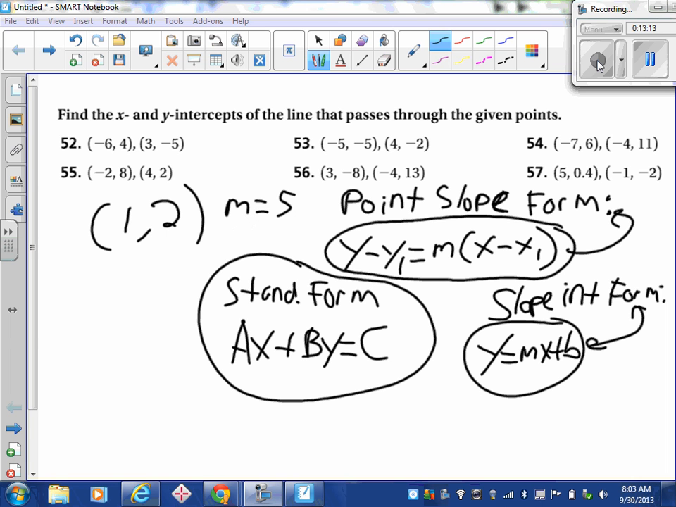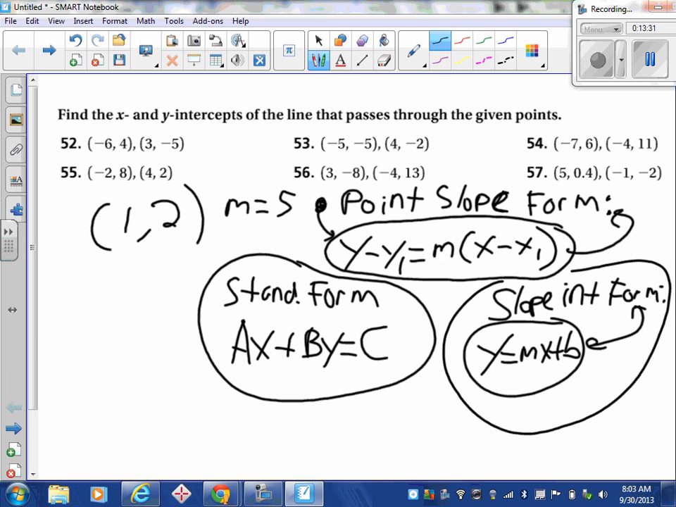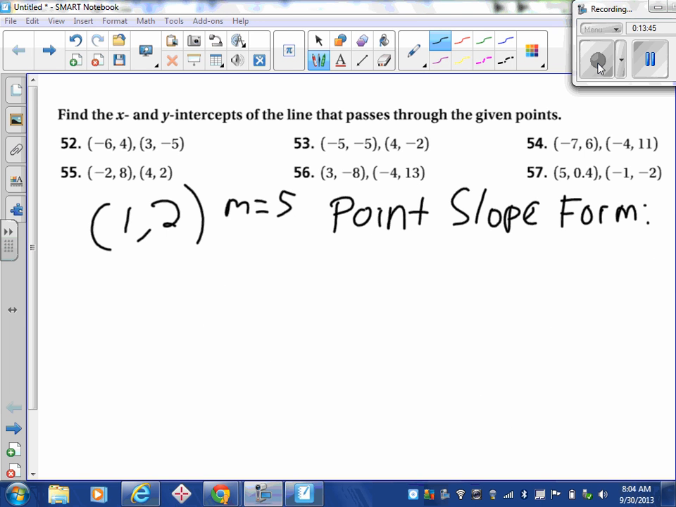So just to review our formulas, point slope form is y minus y1 equals m, x minus x1. Slope intercept form, y equals mx plus b. Standard form, ax plus by equals c. The three forms that we talked about so far this year. So if I want to put this in point slope form, going back, y minus y1 equals m, x minus x1.